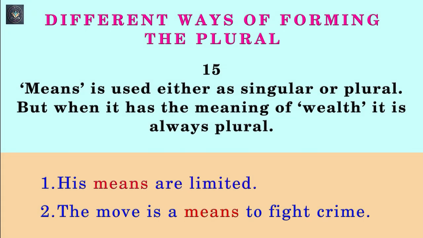Rule number 15. Means is used either as singular or plural. But when it has the meaning of wealth, it is always plural. See the examples. First, his means are limited. In this sentence, the meaning of the word means is wealth. Therefore, it is used in plural. Second, the move is a means to fight crime. In this sentence, the meaning of the word means is not wealth. Therefore, it is used in singular.